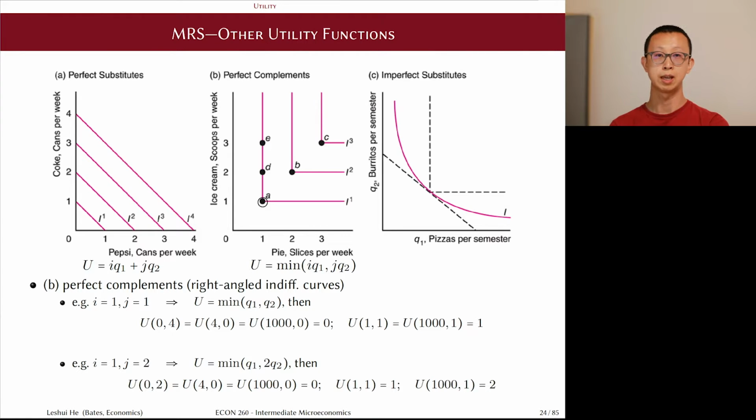Although we're unable to calculate the marginal rate of substitution in a meaningful way for these indifference curves, it turns out that we're still able to solve the consumer's choice problem, even if we have this type of utility function. We'll get back to this later.